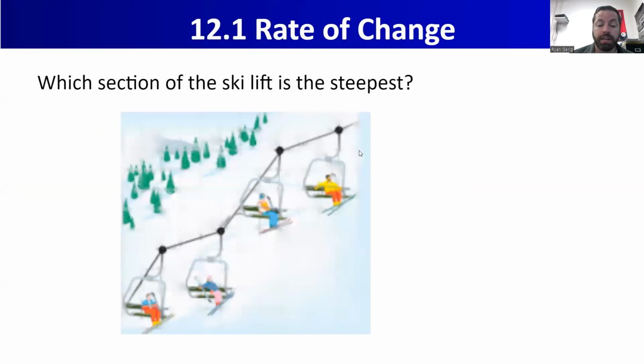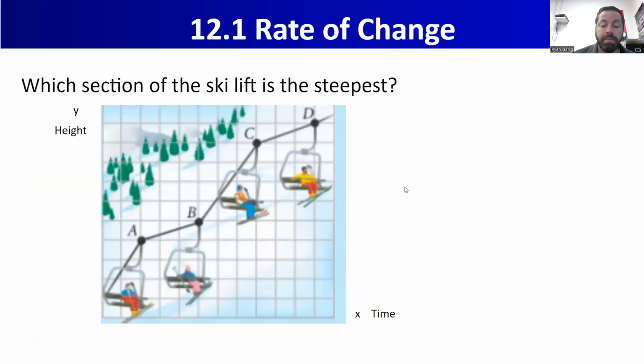So, as you look at this picture, you might be wondering which part of this ski lift is the steepest. And it looks like maybe the first part or maybe the third part would be the steepest. How do we tell? Well, if we put a grid behind it and give it a little meaning with labels, you'd be able to find for sure which area is the steepest. And we're going to take a look at how to do that next.